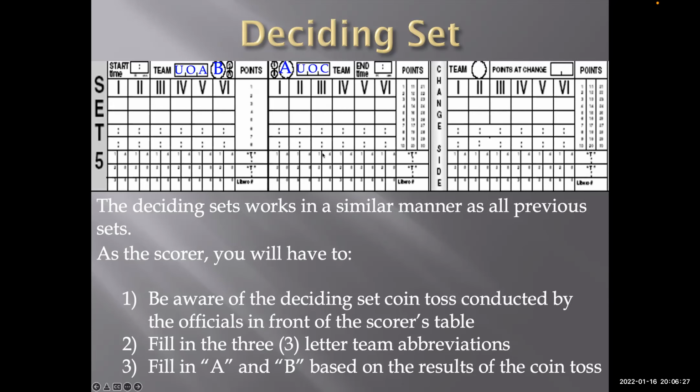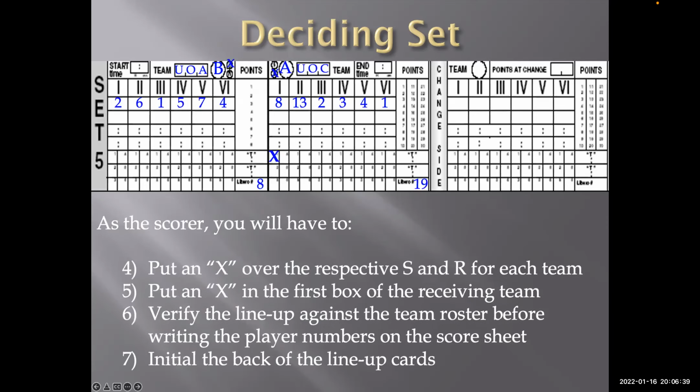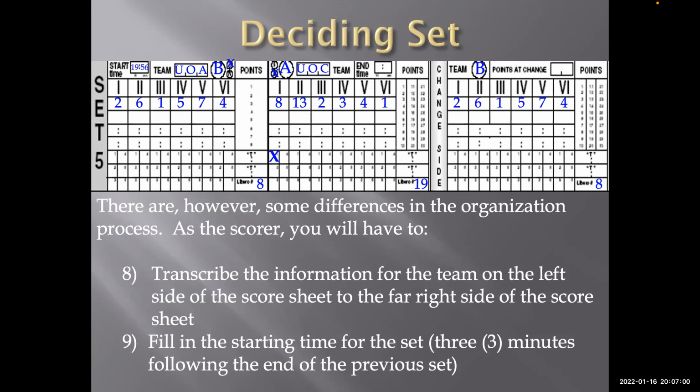Okay, so you're going to fill in the names of the team, the A and the B, and then once the toss is done, you're going to fill in the serve, the receive. You'll X out the box for the first person in the receiving team, and you'll record all of the starters for that set in the box after verifying that they're on the roster. You'll put the start time of the set in the top left, 3 minutes after the last one finished.